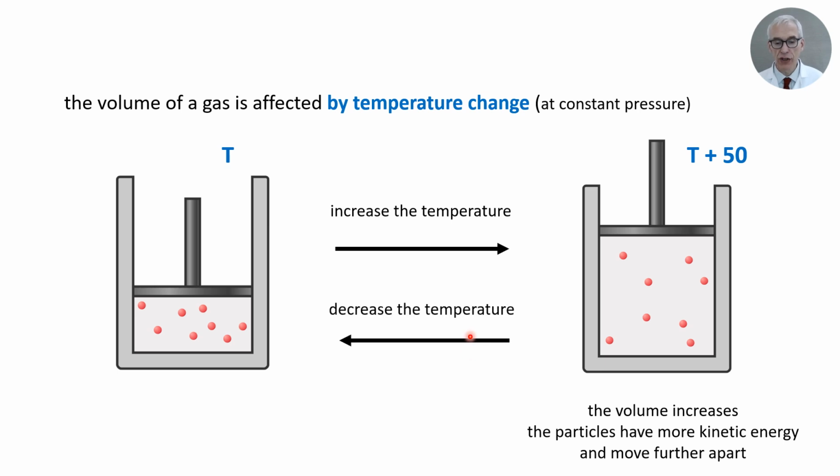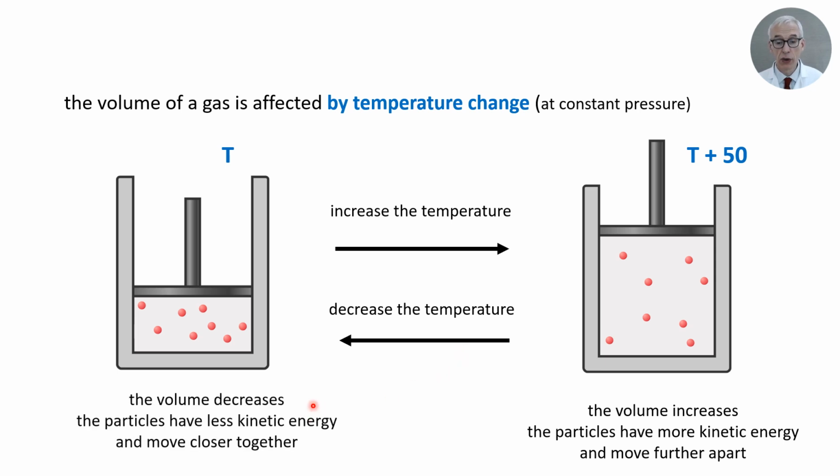Can you write similar descriptors to describe the change when there is a decrease in temperature? Pause, come back to check against mine. Okay, so if you decrease the temperature, the volume decreases, the particles have less kinetic energy and move closer together. Small additional point, this is of course at constant pressure.